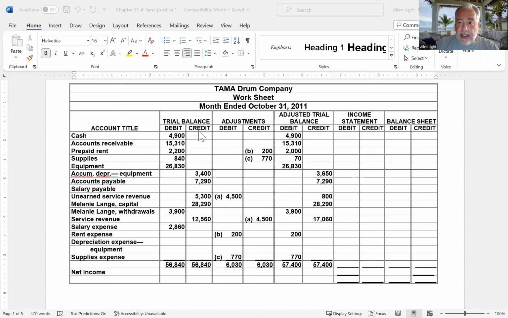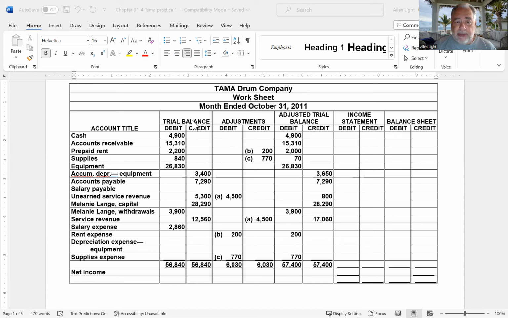Others will have credit balances. We're simply going to list all of the accounts under account title, and then we're going to put their balances here in the first 2 columns. Now, notice how this is broken up, okay? We've got 2 columns here. This is the trial balance columns. This is where we're going to do our trial balance.